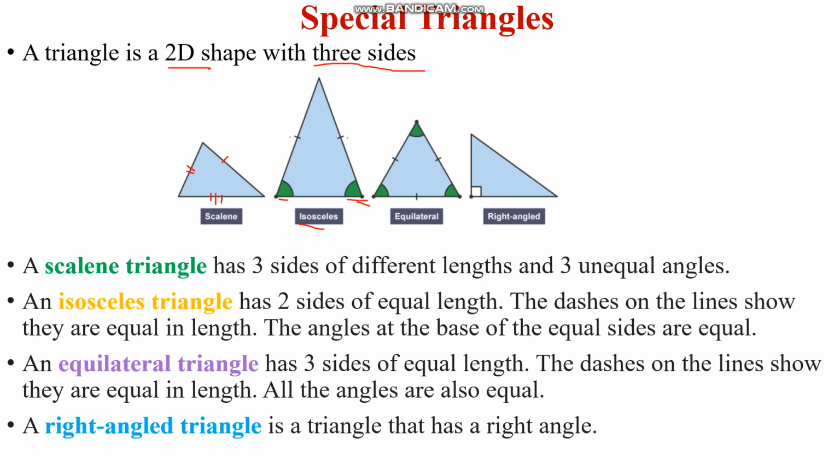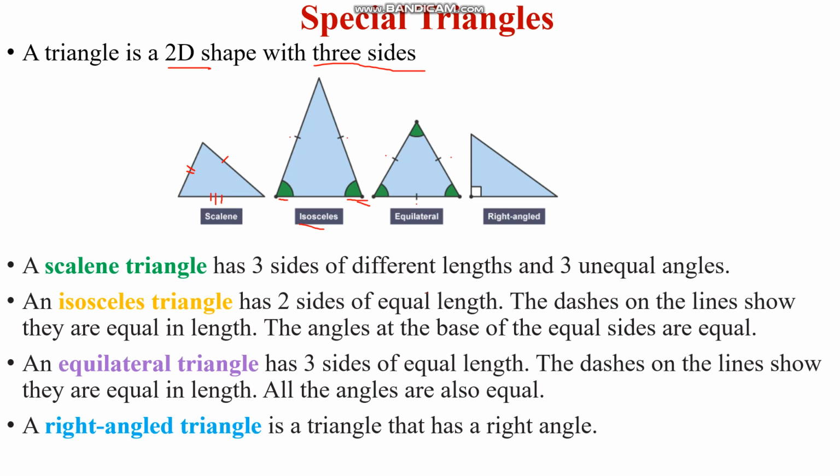And then an equilateral triangle, you need to know that it has 3 sides which are of equal length, which can be shown by these dashes. Let me try to erase this mark which I put here. So you need to know that an equilateral triangle has sides which are of equal length, and they are shown by these 3 dashes. And you also need to know that the angles in an equilateral triangle are equal.